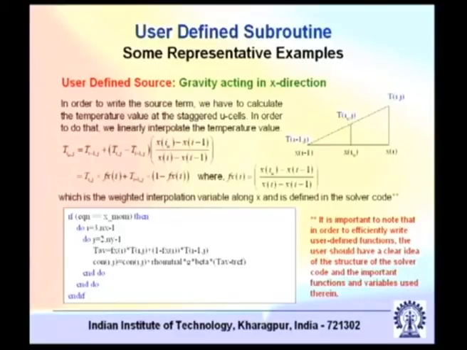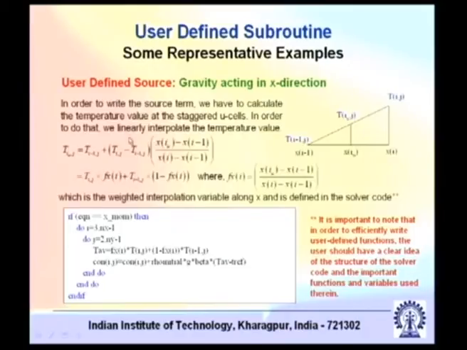Whatever it is, now you have to keep one thing in mind. If you are using a staggered control volume, what is the challenge here? You have the temperature solved at the main grid points, whereas you have to specify the x momentum source term at the staggered location. So, you have to interpolate the temperature at the staggered control volume location as a function of the temperature at the main grid points. That is what we are doing in this example.